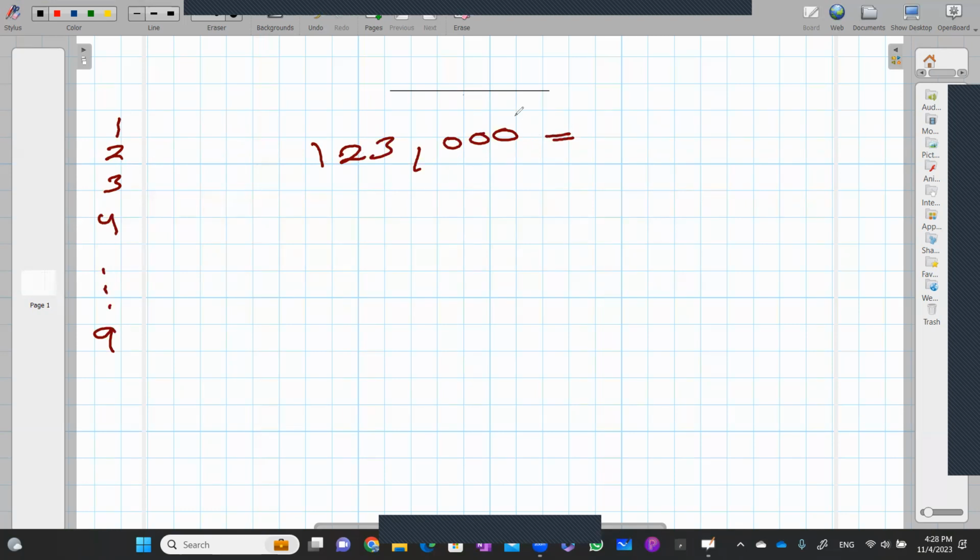And then here, if I have, for example, 123,000, how can I write it in scientific notation? There is no decimal here, so the decimal is on the right. It will move until we keep only one digit. Then it will be 1.23 times 10 exponent, count 1, 2, 3, 4, 5, 10 exponent 5.